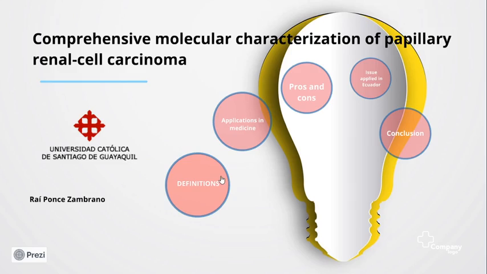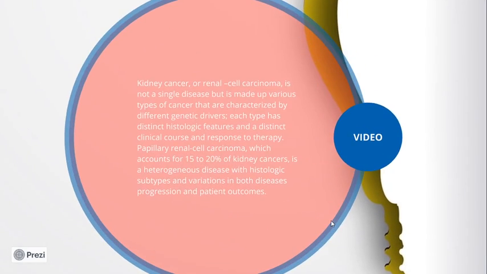The first definition. Kidney cancer or renal cell carcinoma is not a single disease but is made up of various types of cancer that are characterized by different genetic drivers. Each type has distinct histologic features and a distinct clinical course and response to therapy. Papillary renal cell carcinoma, which accounts for 15 to 20 percent of kidney cancer, is a heterogeneous disease with histologic subtypes and variation in both disease progression and patient outcomes.